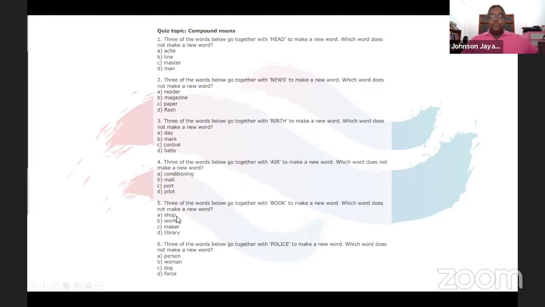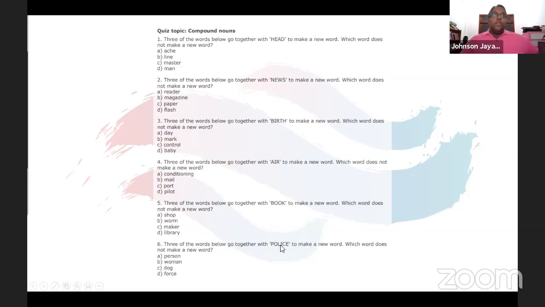Then you have bookshop, bookworm, as in somebody who reads a lot of books regularly. Then you have bookmaker, as in the people who do bets or gambling. Those are known as bookmakers. And then we have library. So you can't connect library with book. Book library, no, that doesn't match.